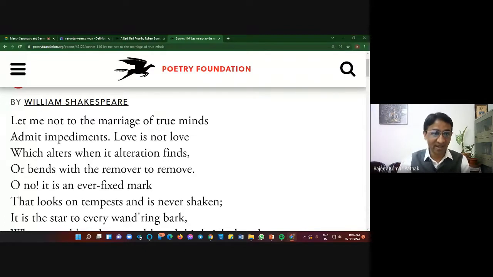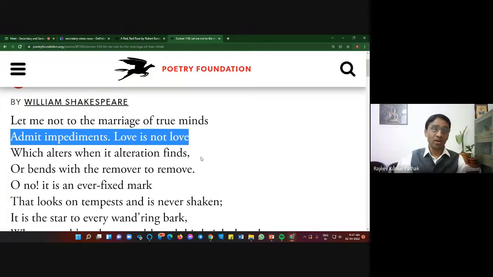Similarly in the second line, 'admit' is the first foot, 'impaired' is the second foot, 'dement' is the third foot, 'love is' is the fourth foot, 'not love' is the fifth foot. So there are 5 feet in this line also. Now 2 feet is bimeter, 3 feet is trimeter, 4 feet is tetrameter, 5 feet is pentameter.